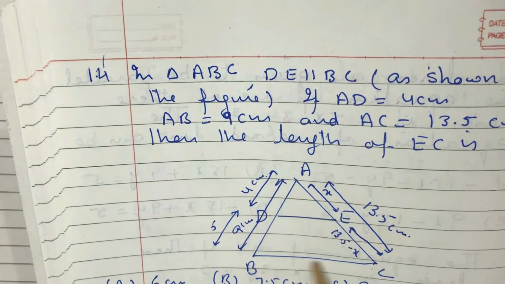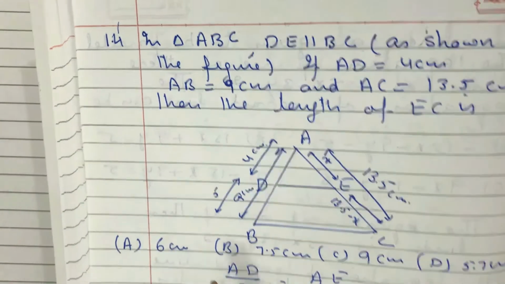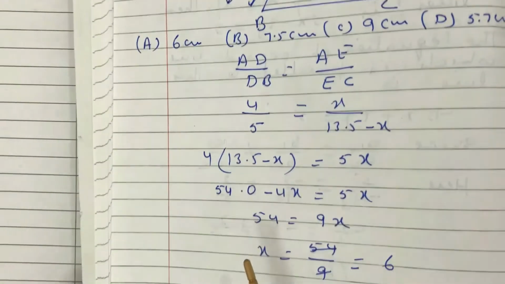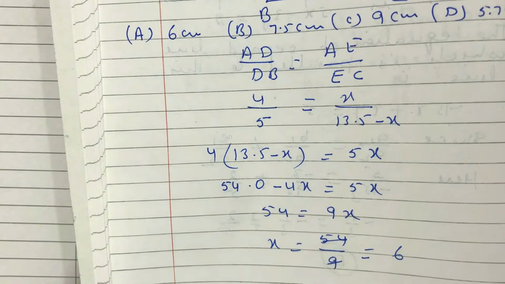Now this is parallel to this. It means AD by DB is equal to AE by EC. So substitute the values and you will get the result 6. So which is the option? A is the option.